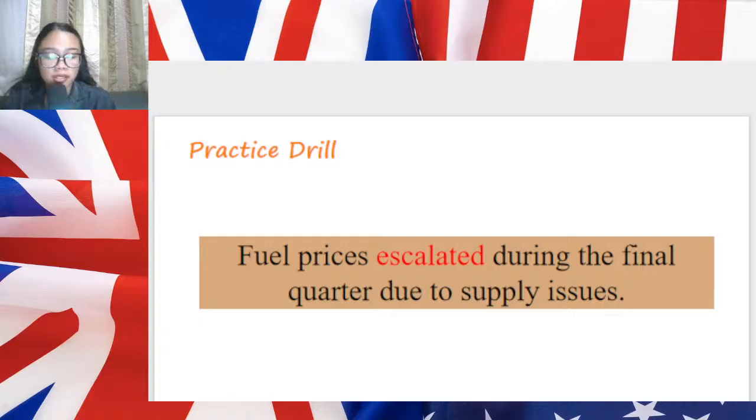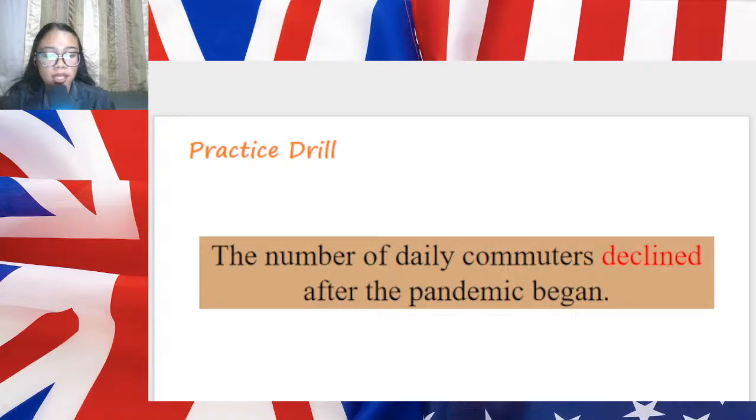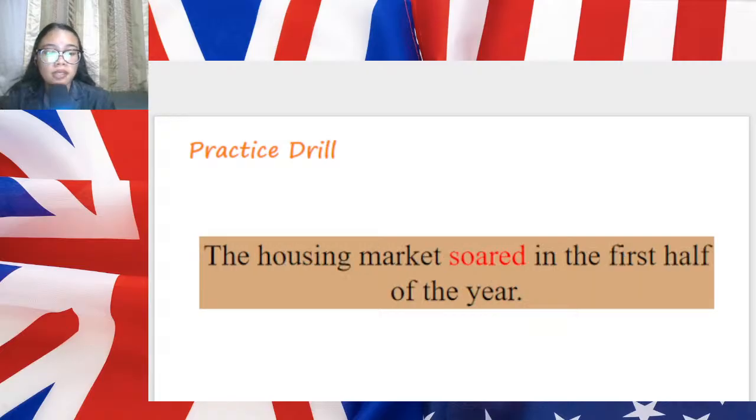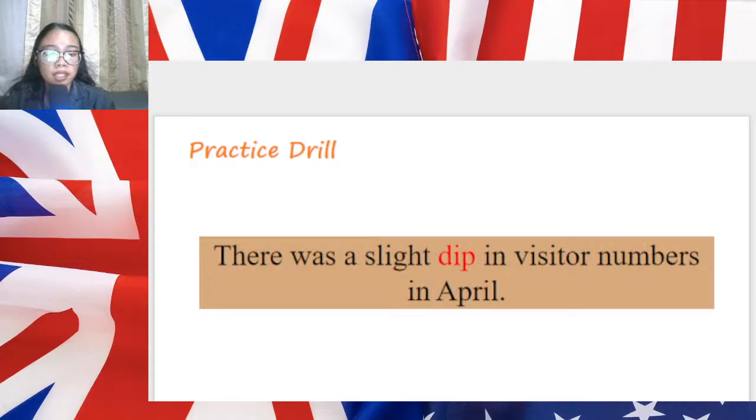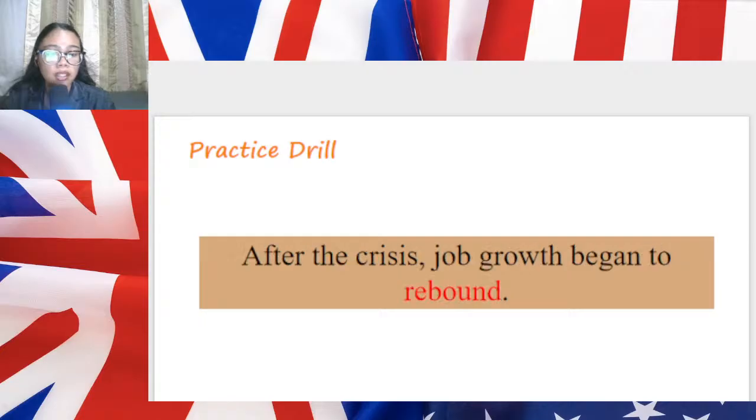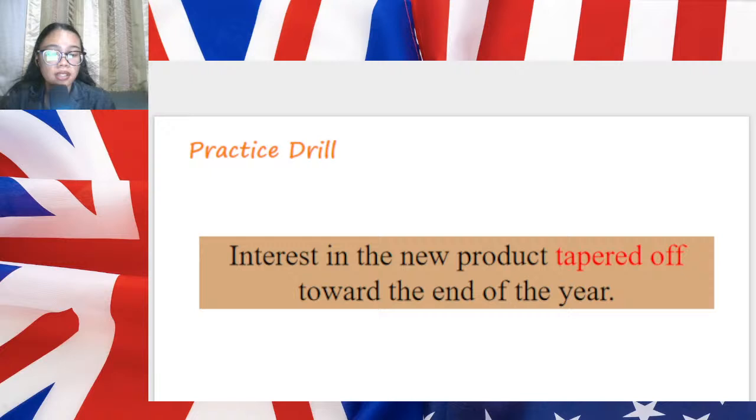Let's start. Fuel prices escalated during the final quarter due to supply issues. The number of daily commuters declined after the pandemic began. The housing market soared in the first half of the year. There was a slight dip in visitor numbers in April. After the crisis, job growth began to rebound. And lastly, interest in the new product tapered off toward the end of the year.